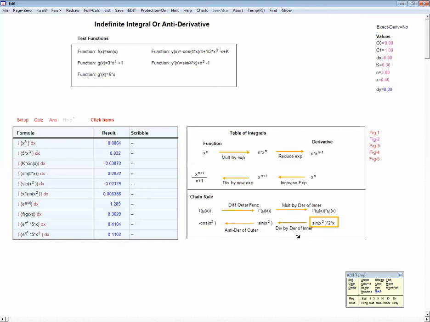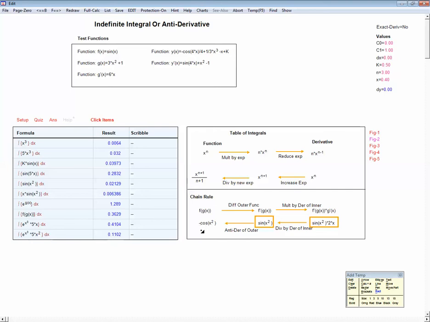So the first thing you do is you divide by g prime of x to get just f prime of the inner function. Then you say, what's the antiderivative of the sine? It's the cosine, because that's one of our functions in our table of integrals, and it's one that we've studied.